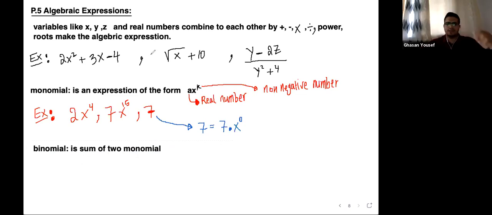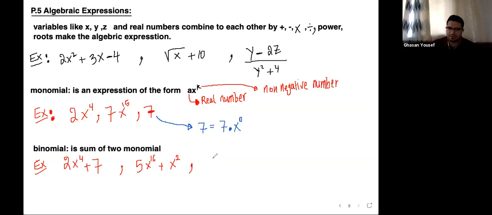The sum of two monomials is called a binomial. For example, 2x squared, 2x to the power 4 plus 7. This is the sum of two monomials, so it's a binomial. Another one is 5x to the power 16 plus x to the power 2. This is a binomial.